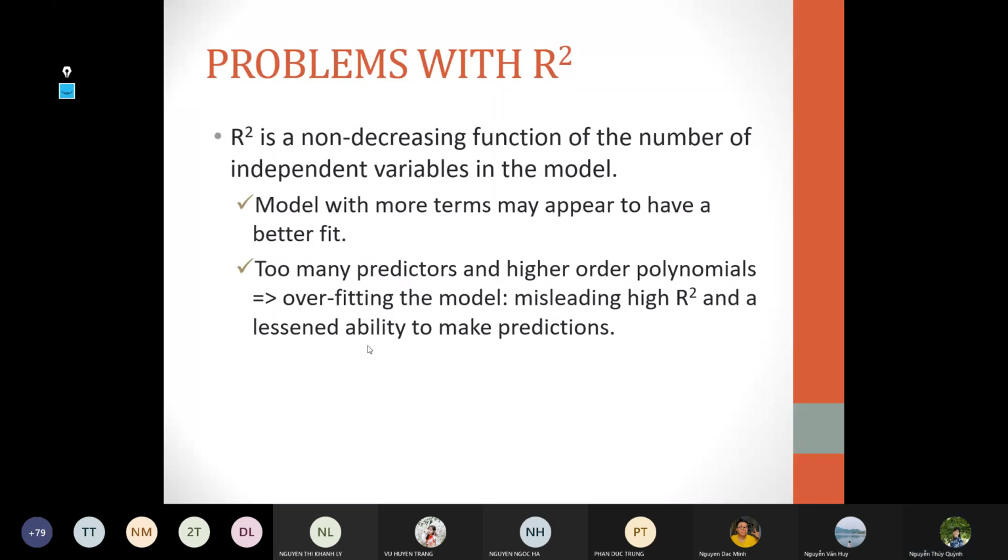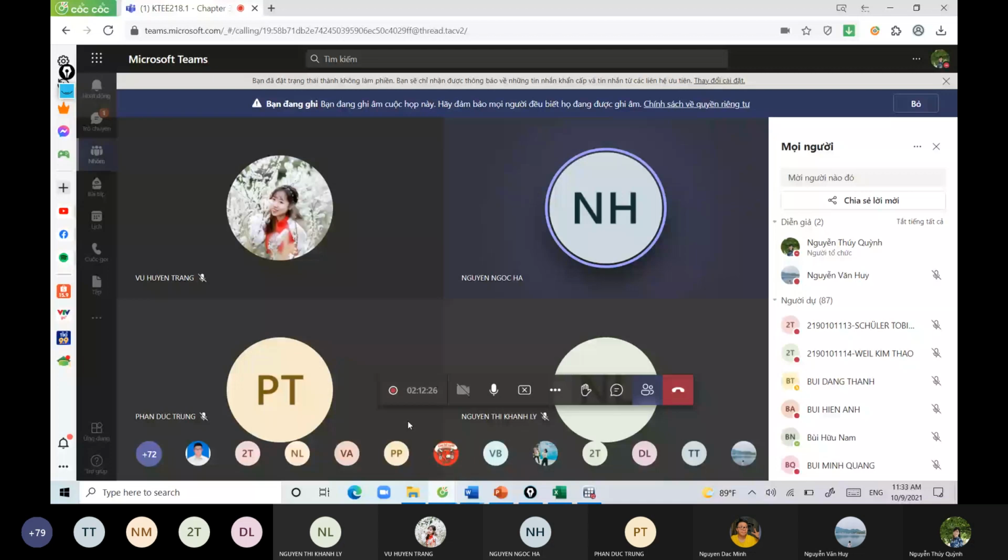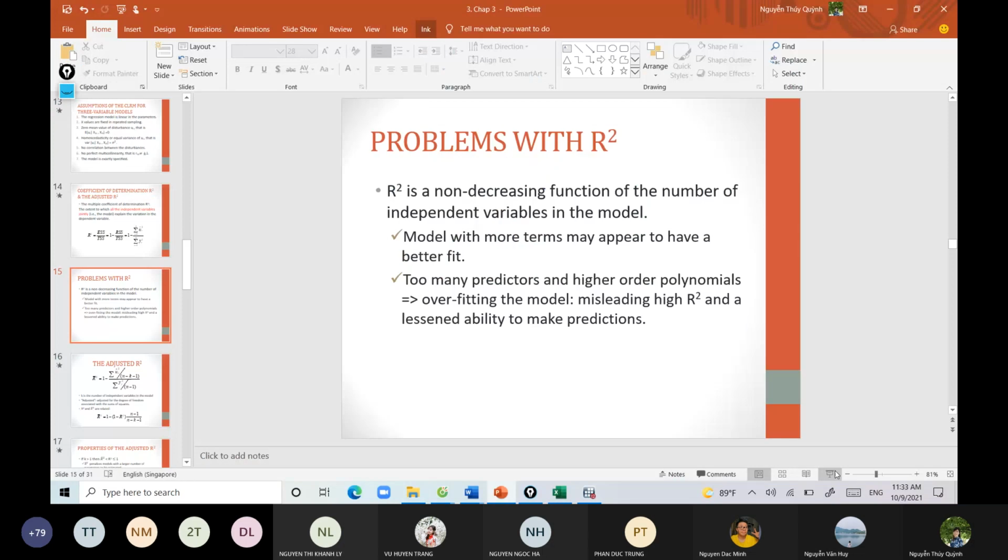I have a quick question. Does the independent variable must have a causation relation with the dependent variable, or is correlation good enough?